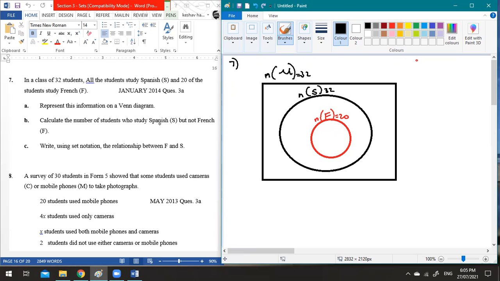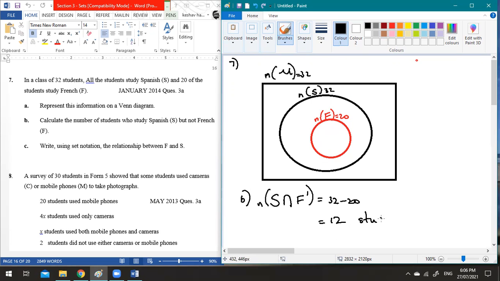Calculate the number of students who study Spanish but not French. This is easy. So if you study Spanish but not French, basically you want Spanish only. So again, the notation for Spanish only is Spanish intersect the complement of the French group, which would be all the students minus the French students. So 32 minus 20, which is 12.